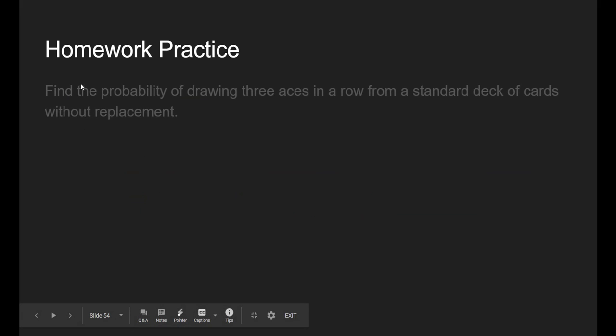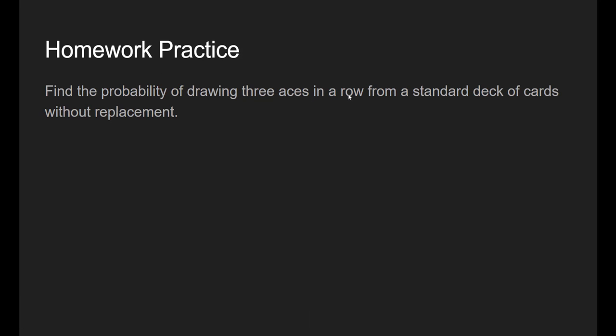So the homework problem we have here, we're going to find the probability of drawing 3 aces in a row from a standard deck of cards without replacement. I'm starting with a deck of 52 cards, 4 suits, 13 cards for each suit. And we want to know the probability of not just drawing 1 card and putting it back, but drawing 3 cards from that deck. Particularly, we're going to find the probability of drawing 3 aces.